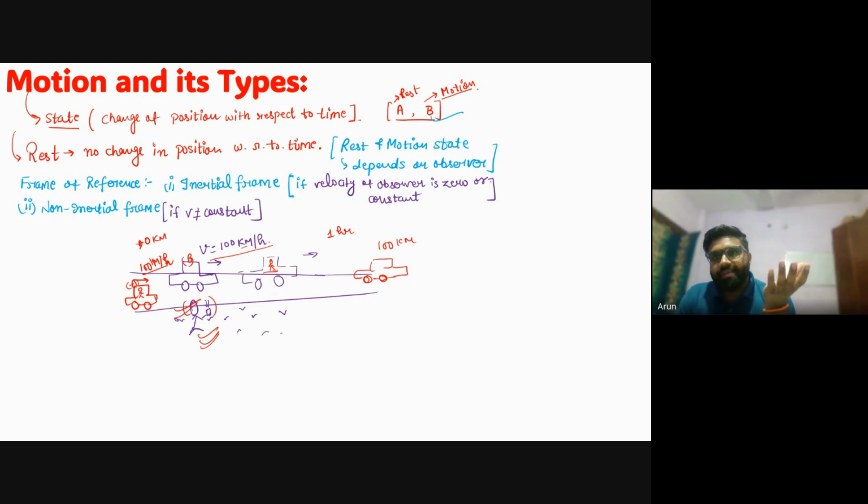You change the frame of reference from where you are observing, you change the scenario of rest and motion. I hope you have got what I have told you. Anyone, any kind of doubt now in rest and motion? How to decide whether something is in rest or motion? If you have any kind of doubt, you can ask anytime. Got it?